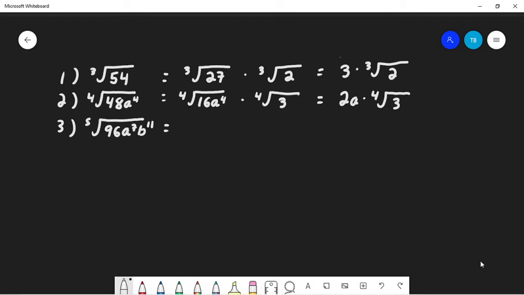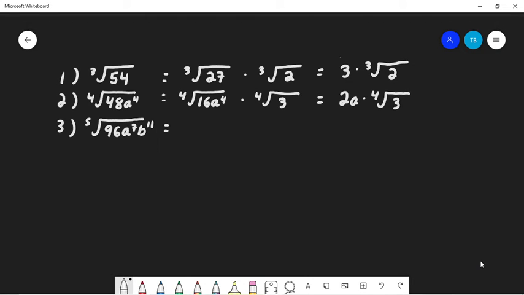Okay, last but not least, we'll do a fifth root expression, and this one also has some variables in it. So now we have the fifth root of 96, a to the 7th, b to the 11th. So this is going to take a little bit more work than the previous two. So what is the largest fifth root factor of the radicand, 96, a to the 7th, b to the 11th? Again, I would encourage you, if you need to, write out all the factors of 96.